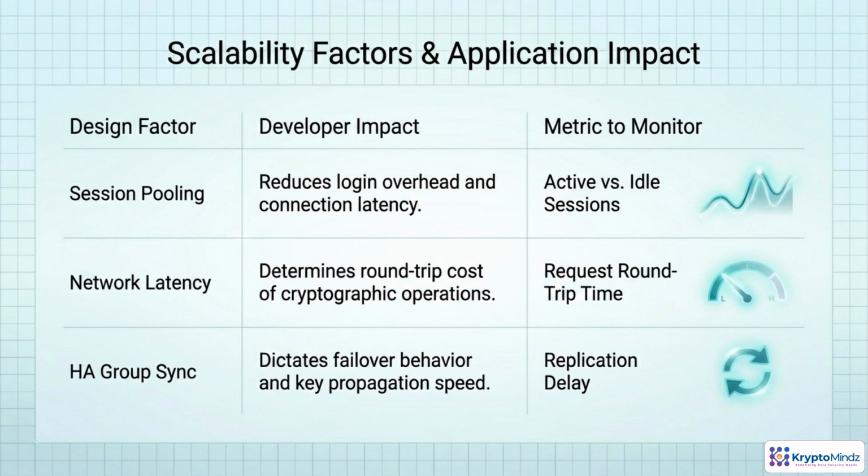Scalability with HSMs is a balance of design choices, not just buying bigger boxes. Session pooling trades a bit of complexity for much lower connection overhead, so watch active versus idle sessions. Network latency directly adds cost to every crypto call. Track round-trip time under load. High availability and key synchronization improve resilience, but only if replication delay stays low enough that failover nodes always have the keys you expect.